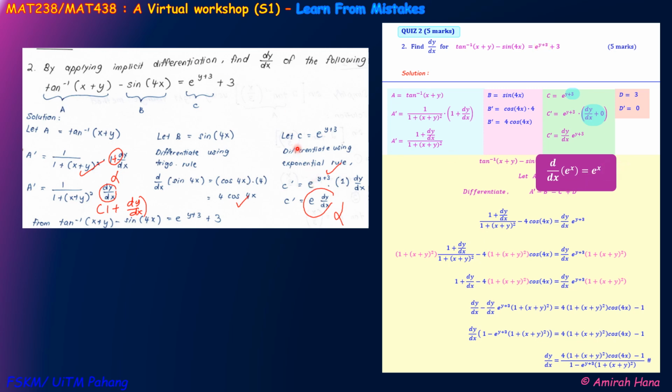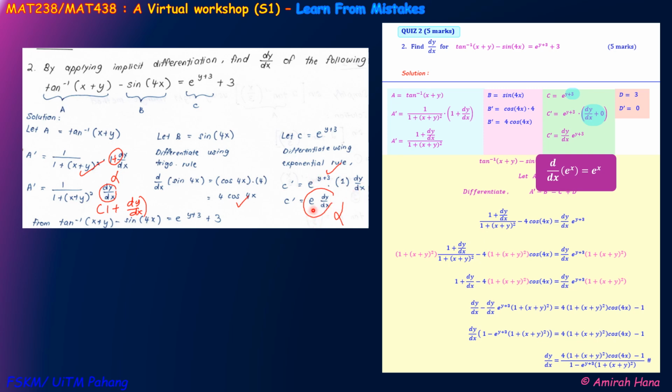Right, kita tengok yang jawapan pelajar ni. Let c equal e to the power of y plus 3 and then differentiate using the exponential rule. So, we have c prime equals e to the power of y plus 3. Sampai sini betul. And then differentiate the exponent, differentiate y plus 3. So, differentiate y equals dy over dx or 1 dy over dx. And then plus 0, no need to write. So, sampai sini betul.